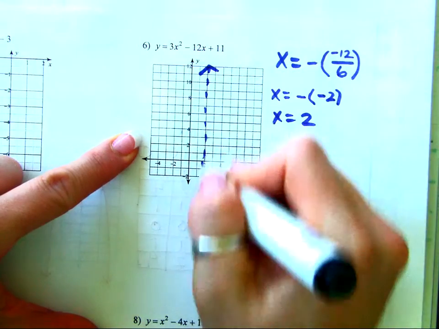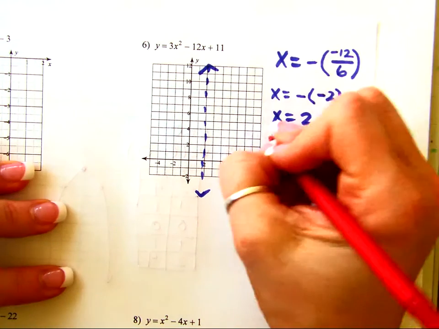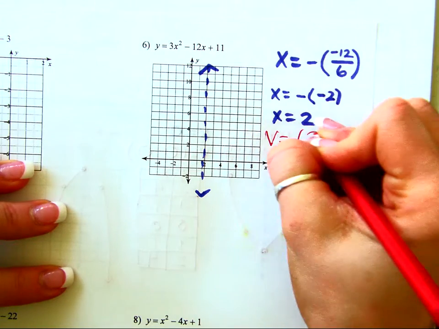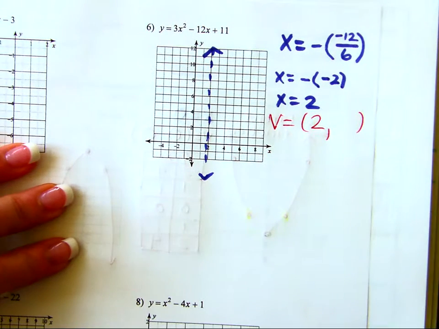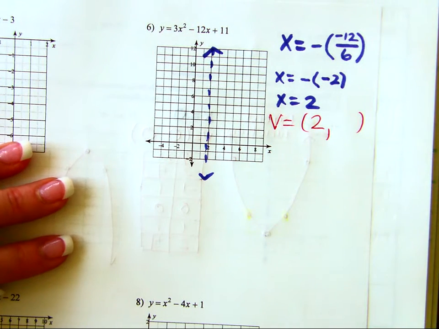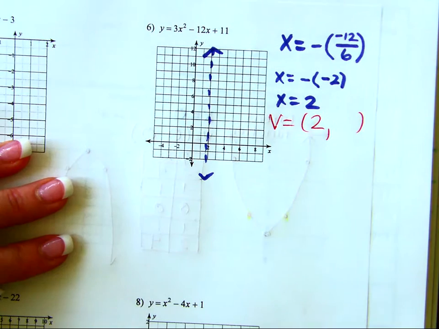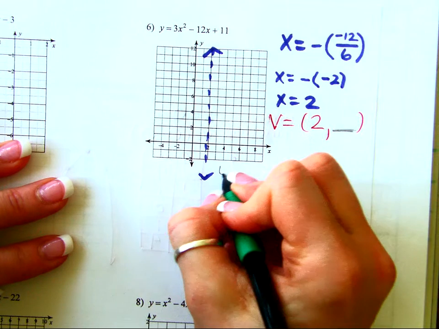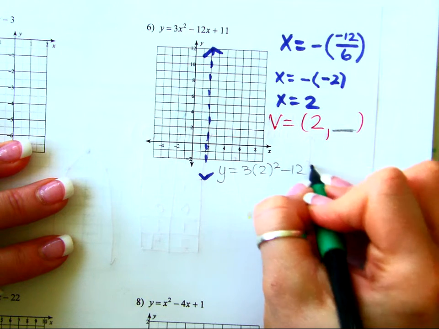Okay. Now remember, this is all while it's in standard form. This is why this works. Now that I have my axis of symmetry, I know that my vertex is right on that axis of symmetry. So it's going to be 2 comma something, right? To figure that out, I would plug 2 in up here, to figure out what that next spot's going to be.